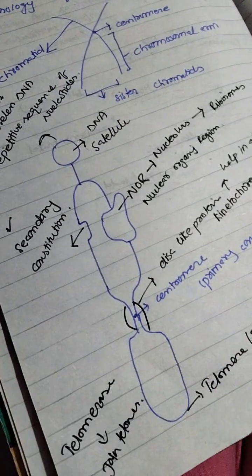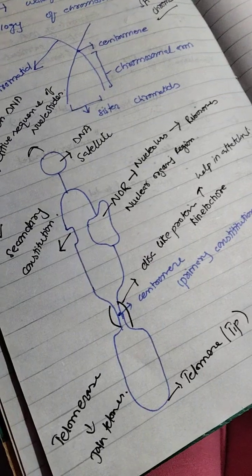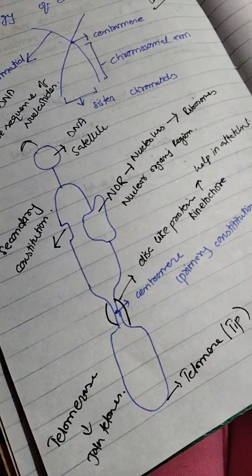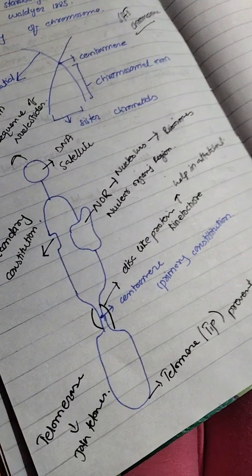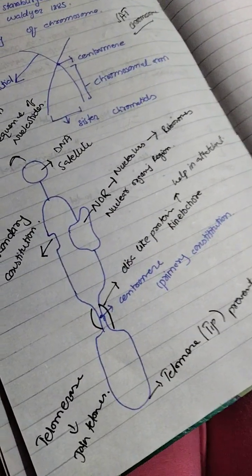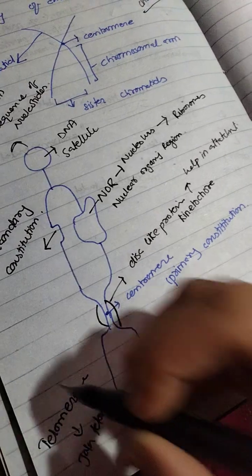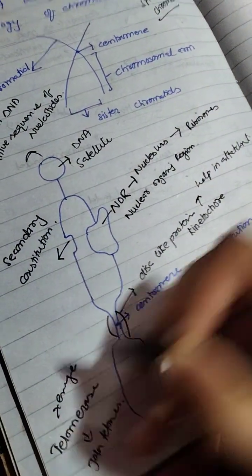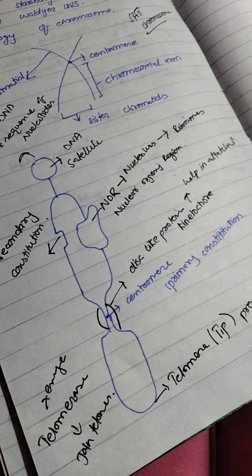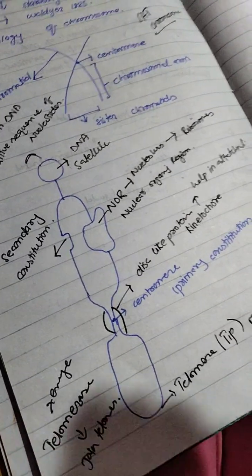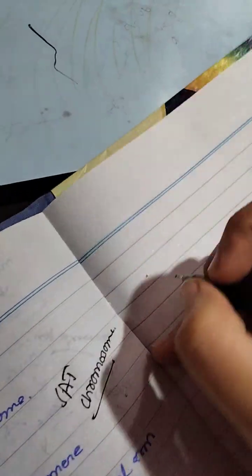Like after a certain age, this telomere gets lost. The chromosomes usually lose this telomere and they usually begin to join. So telomerase is an enzyme which separates these both chromosomes and fixes the telomere on its particular site, right?